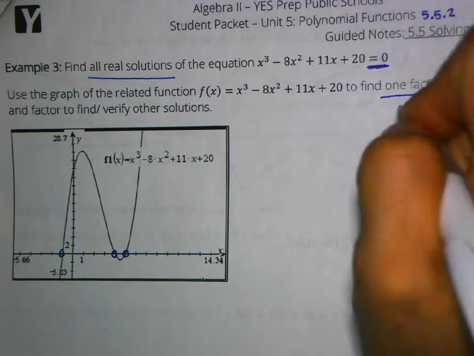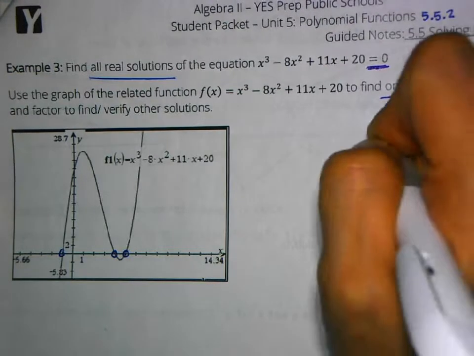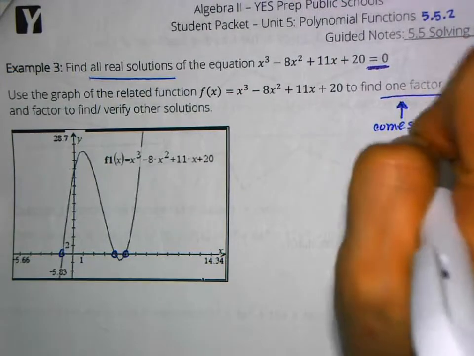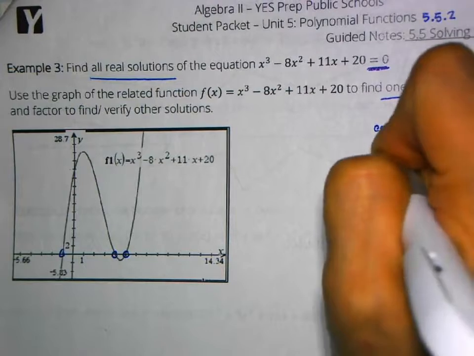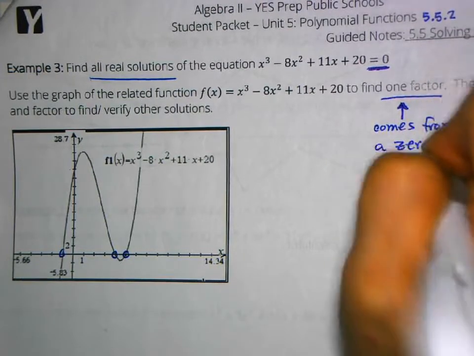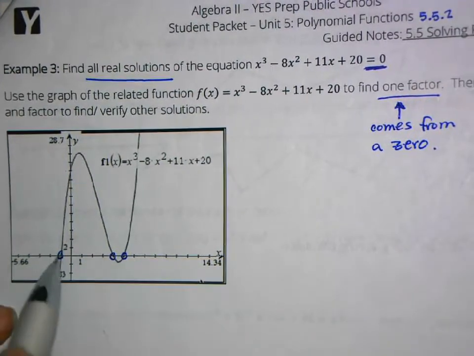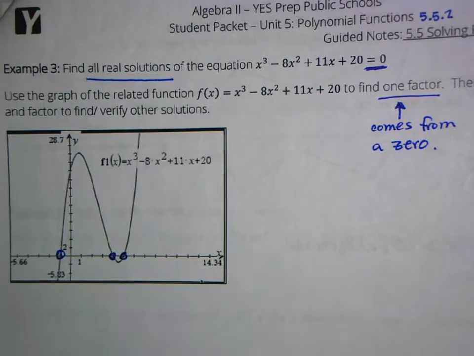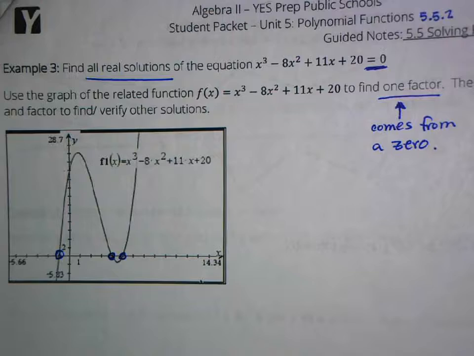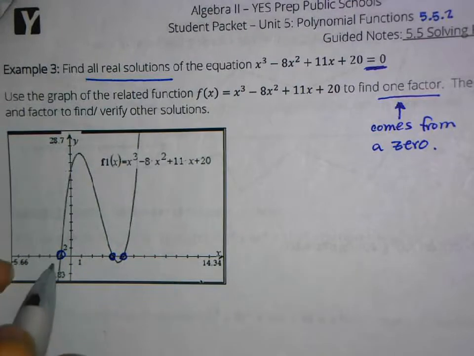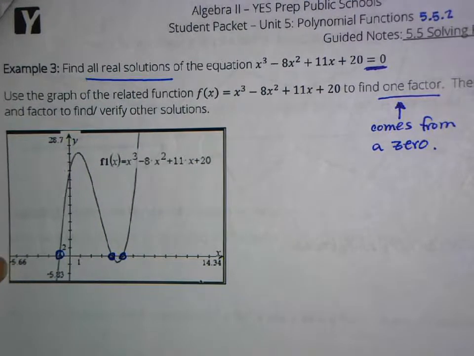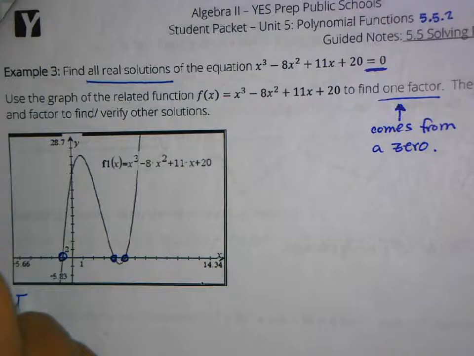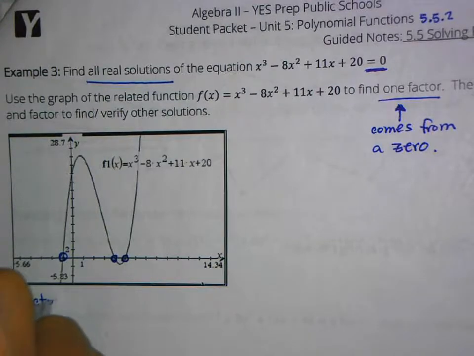A factor actually comes from your 0. So in this case, it is this, this, or this. There are 3 zeros on there, and we're going to use one of them as a factor. So let's use that one. It looks like it's at x equals -1. So here is a factor. Here's how we're going to find it.